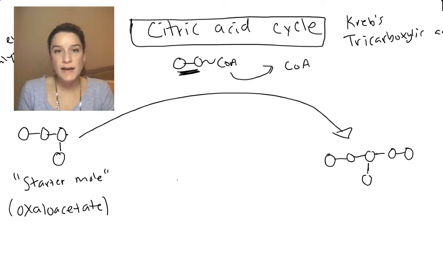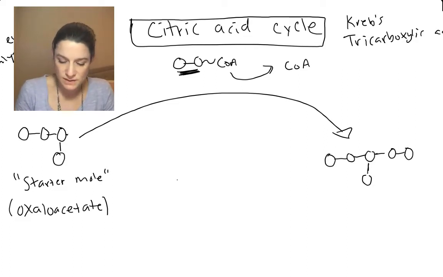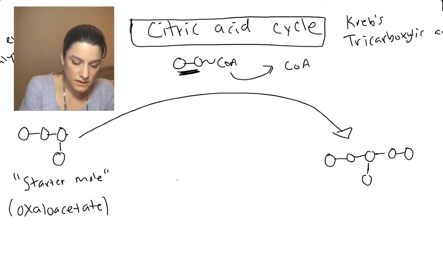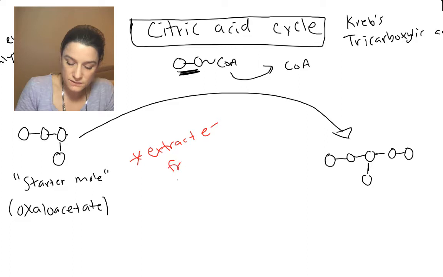Why is that important to add carbons? Because that's where we're extracting all the electrons. So you add the carbons in, and then you extract all the electrons from them. That's the whole point of this. What is the point of the citric acid cycle? Let's say: extract electrons from carbon compounds.